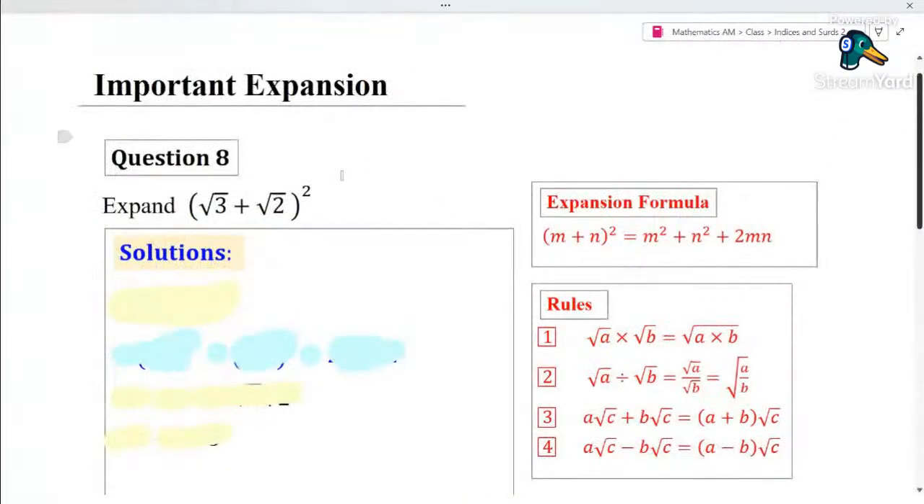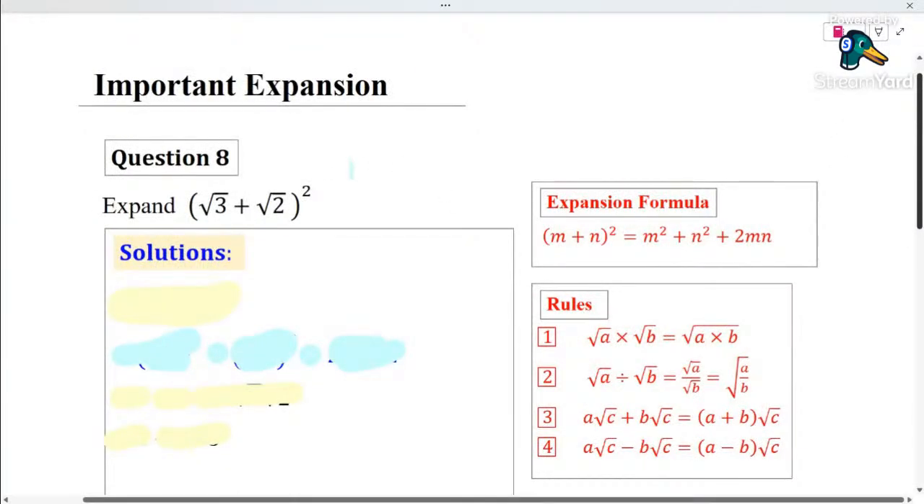Next. Questions 8, 9 and 10. Here I want to discuss some important expansions. Why do I say it's an important expansion? Because I want you to learn and apply your prior knowledge. I believe this expansion here you learned before in your lower form. If let's say I have m plus n squared, what will happen to the result?